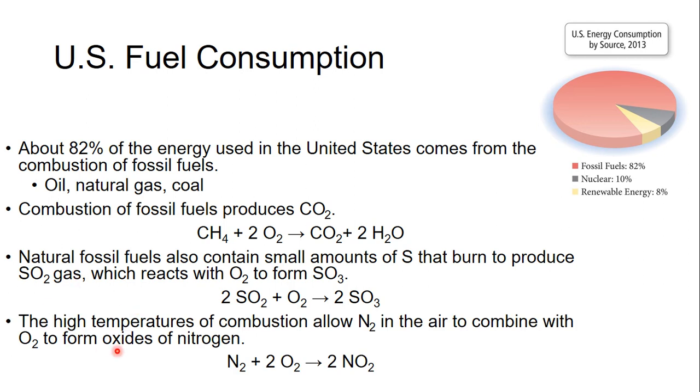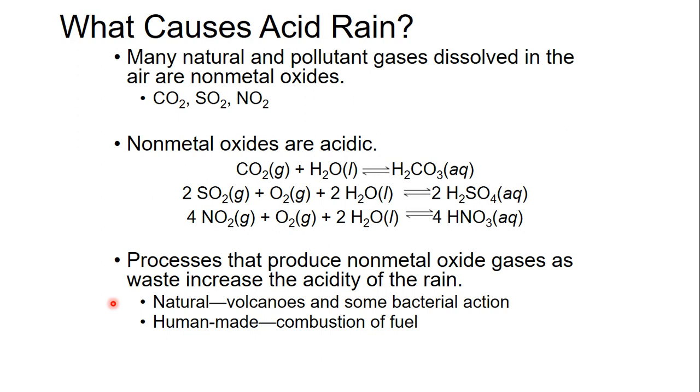Also, when we burn at a high temperature, about 78% of our atmosphere is made out of nitrogen. So when burning stuff, we actually make NO2 because that nitrogen and oxygen can combine. So why does this matter? Well, this can actually cause acid rain.